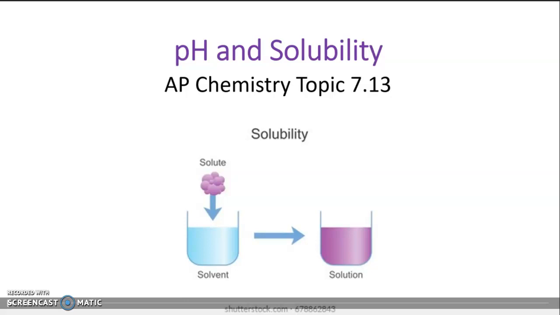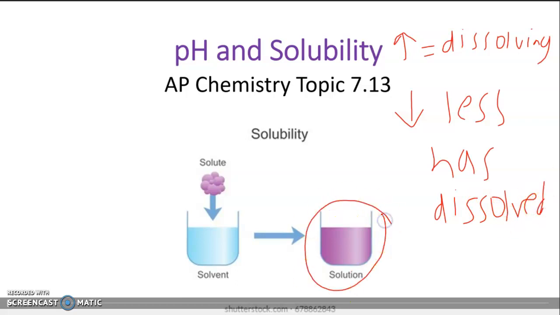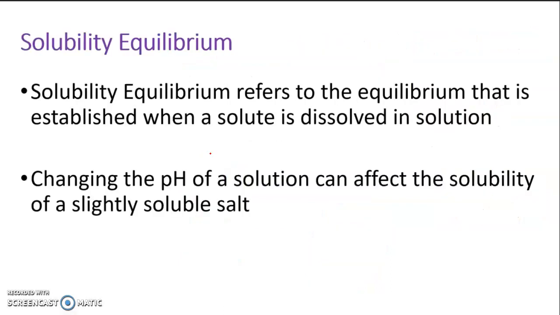It's simple, but a lot of people mess up. What does it mean if we say something's solubility has gone up? That means more is dissolving. If we say solubility has gone down, that means less has dissolved and it's more solid. So an increase in solubility means more solution. A decrease in solubility means it's more solid or more solute. And it's easy to flip the differences between those.